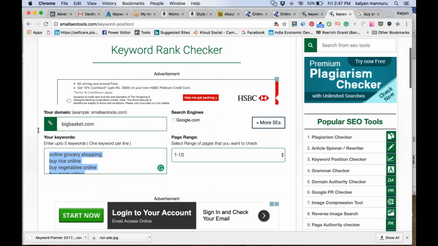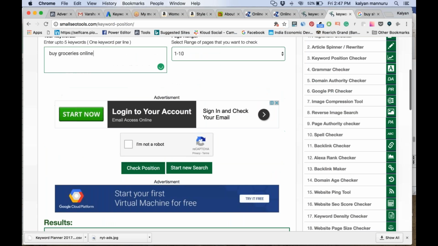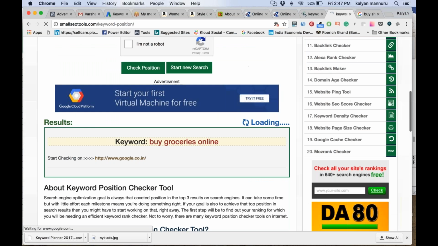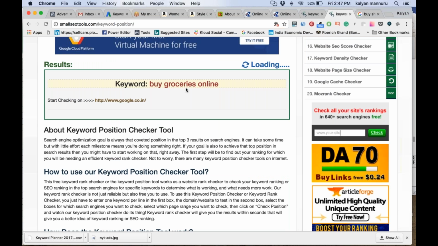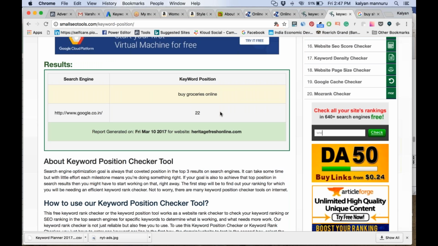It is understood Big Basket is huge, massive, they are on the first position, but similarly you can check for your competitor. Let's say Heritage Fresh is your competitor, and see where they rank for buy groceries online. This is one of the keywords. I'm not a robot, I'm doing the captcha and checking the position for one of the keywords. So obviously it finds that he is on 22nd position, that is third page for this particular keyword. He might be good for other keywords.